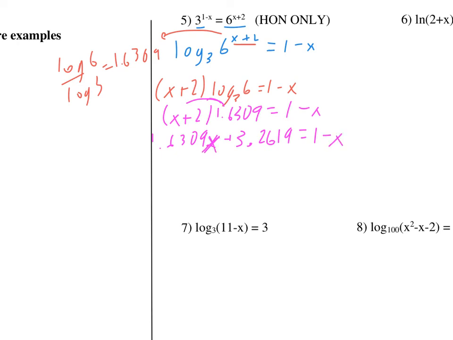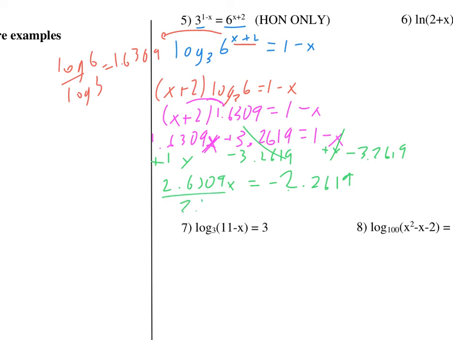We have x's on both sides, so we're going to move all the x's to one side, all the numbers to another. So I'll add 1x over here, and I'll add a 1x over here. And I'll subtract 3.2619. And so on this side, that's going to give me 2.6309x. This will cancel. And over here, my x's cancel, but I'll have negative 2.2619. So now my last step is to divide the 2.6309 over to the other side.